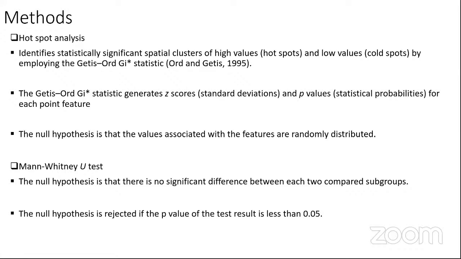Second, I also use the mean t-test. It is applied to examine whether the environmental moisture associated with the hurricanes is significantly different between the different subgroups. The null hypothesis is that there is no significant difference between each 2 compared groups. This null hypothesis will be rejected if the p-value of the test is less than 0.05.